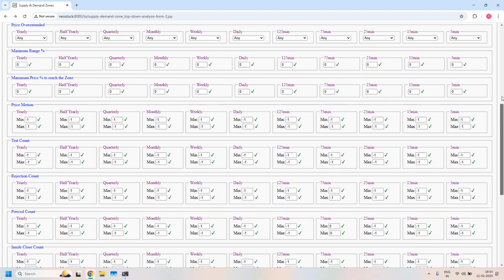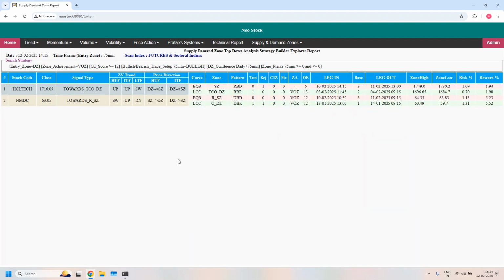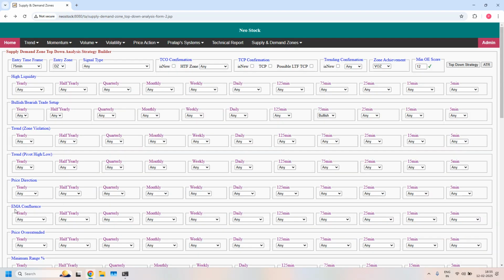So with this filter, out of the 2, we got both the stocks. That means in both these stocks, these 75 minutes demand zones are overlapped with daily demand zone. And daily trend is up. Let us verify how many daily demand zones are having daily EMA Confluence.